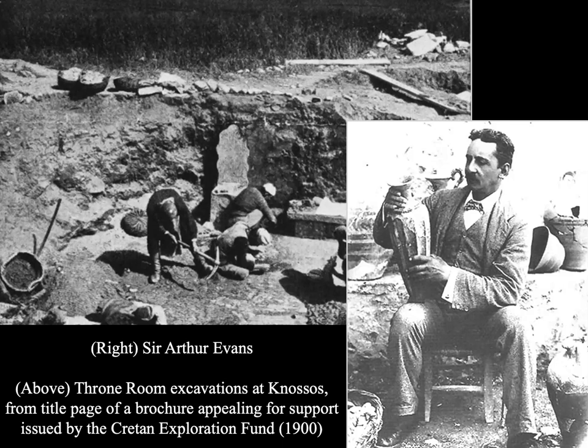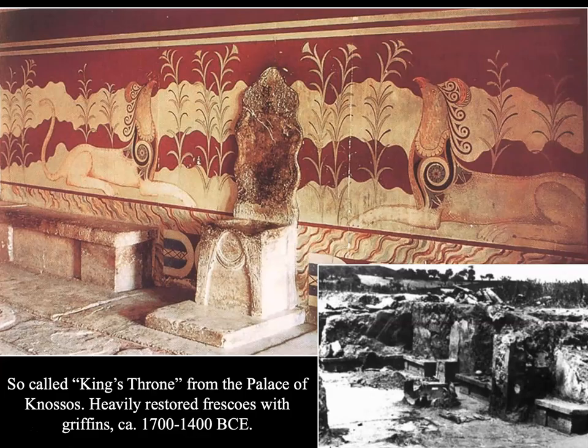So one of the major rooms that Sir Evans restored was this throne room, which he labeled. And you can see this throne that was discovered in this location, and he rebuilt this entire site. So utilizing what he could find on frescoes and other imagery in the room, he rebuilt this quote-unquote king's throne or throne room with these heavily restored frescoes from 1700 to 1400 BCE.